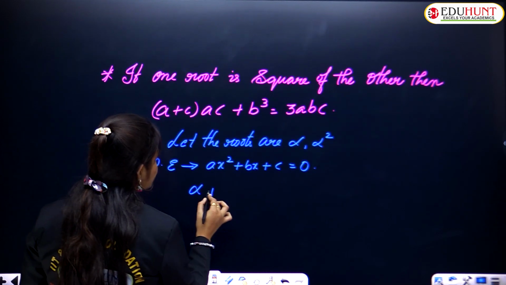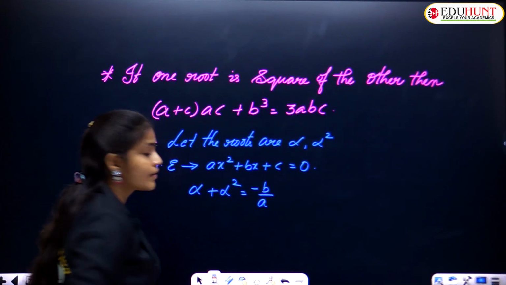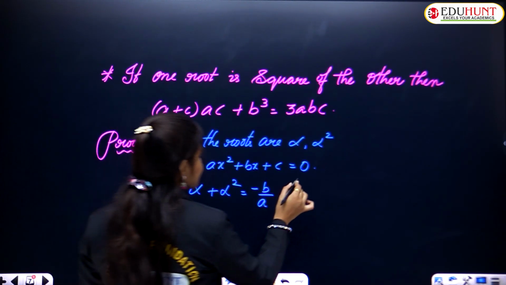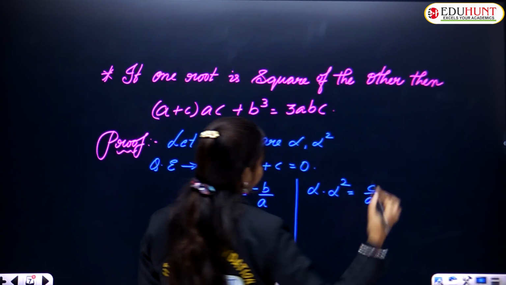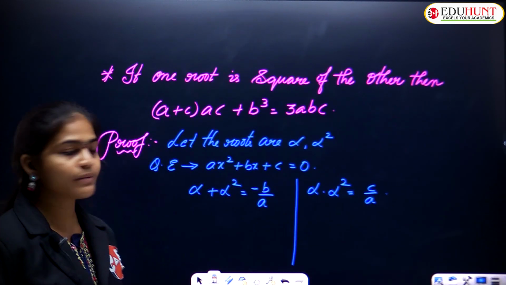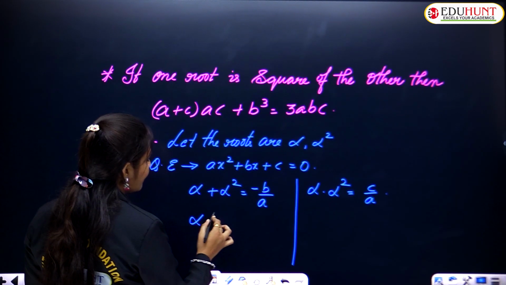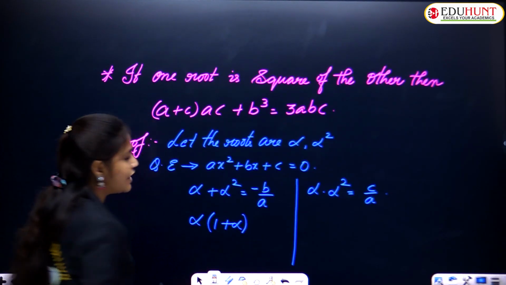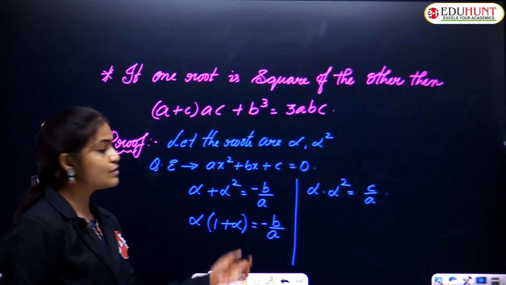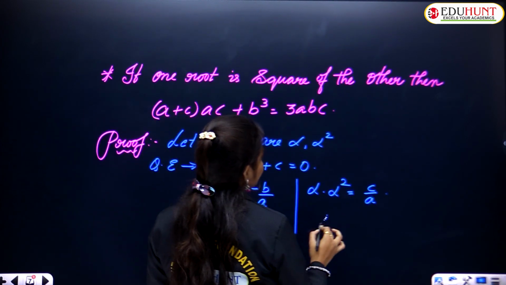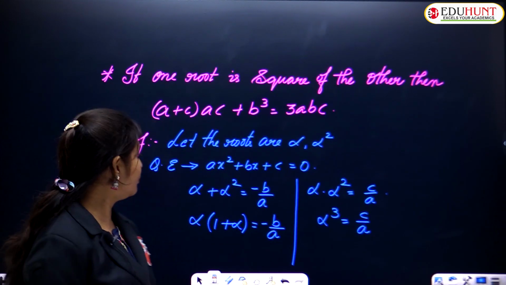So the sum of the roots, alpha plus alpha square, is equal to minus b by a. And in the same way, the product of the roots, alpha into alpha square, is equal to c by a. So just observe here, children. If you take alpha as common, then 1 plus alpha is left over, which equals minus b by a. Now come to this one: alpha into alpha square is alpha cube, which is equal to c by a.